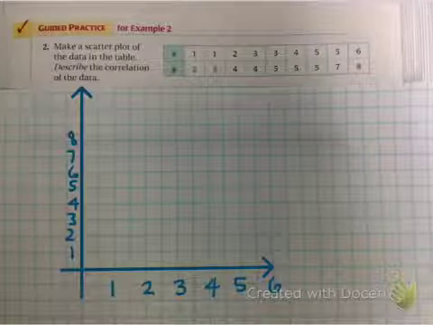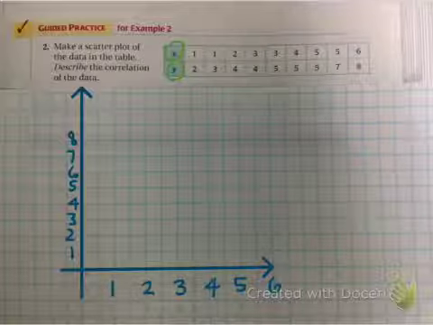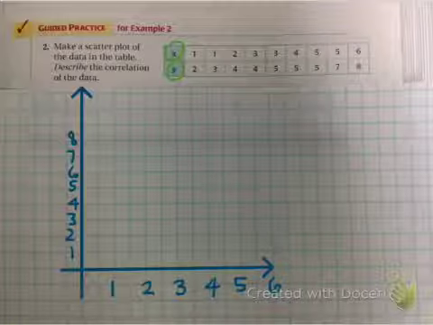In guided practice number 2, we're asked to make a scatter plot of the data in the table and then describe the correlation. So this is where we have to produce our own graph. And we plot these just as we always do, noticing that the top row is X and the bottom row is Y. So our first point is the point (1, 2).